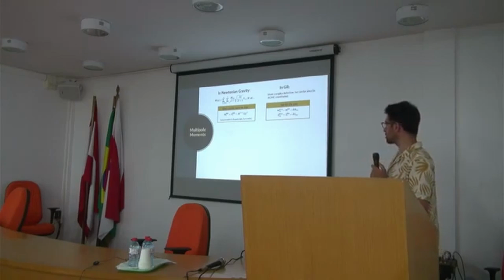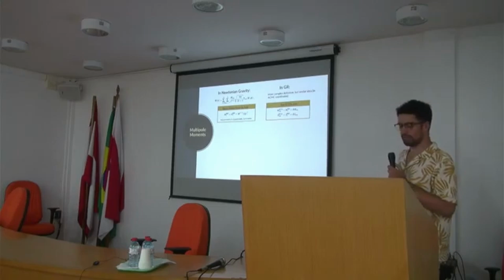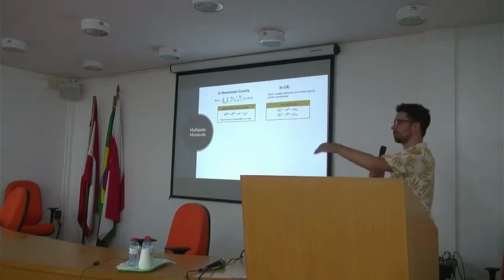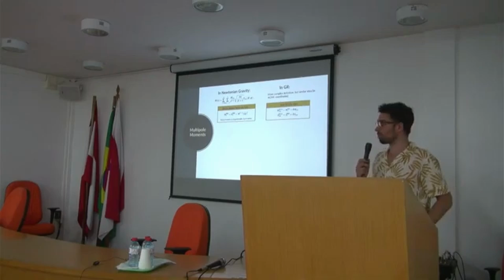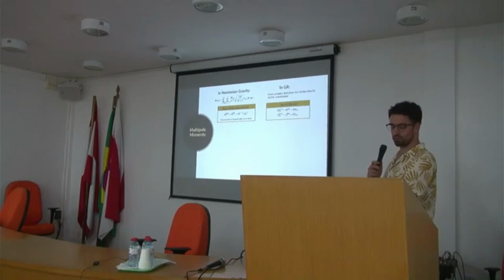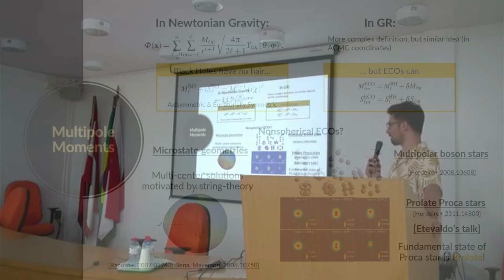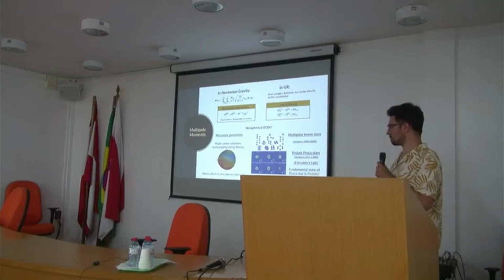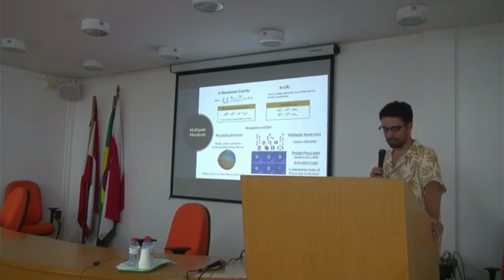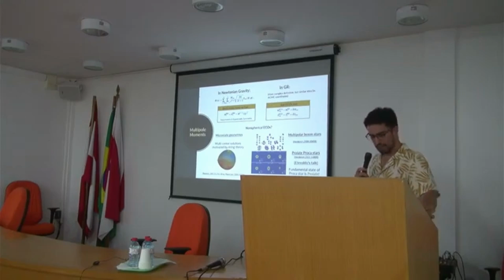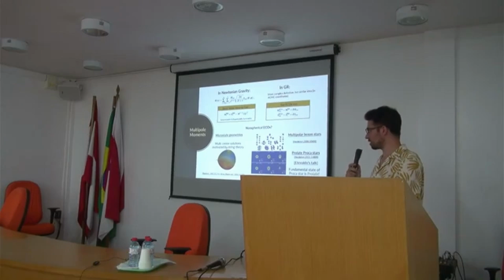But exotic compact objects, well, do not need to be like that. Actually, they can have some deviations in these multipole moments. And I think as you've seen from the talk of Zeus yesterday, when you have deviations from symmetry, you can have quite a lot of interesting things. And this is what you can probe with multipole moments. So for example, there are types of exotic compact objects like fuzzballs that have these deformed structures, and they have different multipole moments than black holes. Then recall the talk of Etevaldo and Carlos Herdeiro about multipolar boson stars and prolate Proca stars. This highlights how important it is also to study these multipole moments.